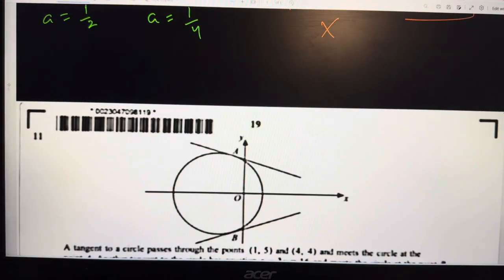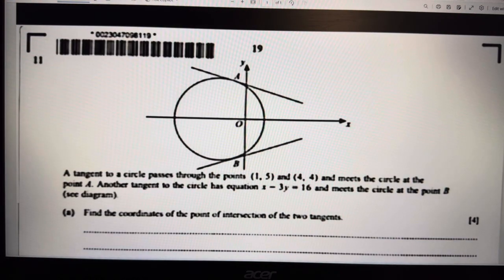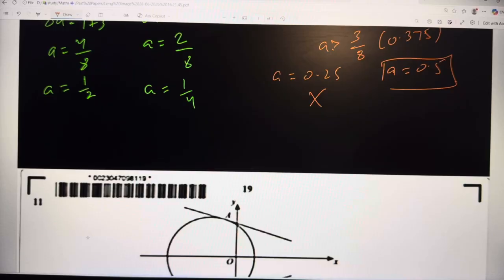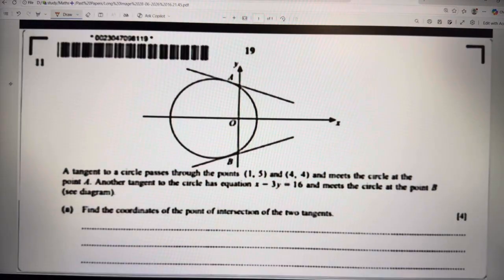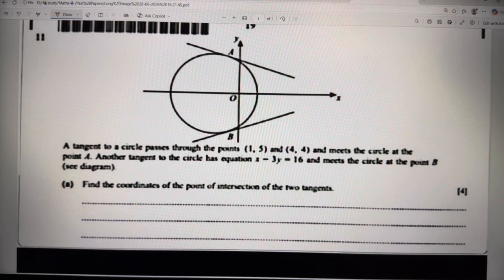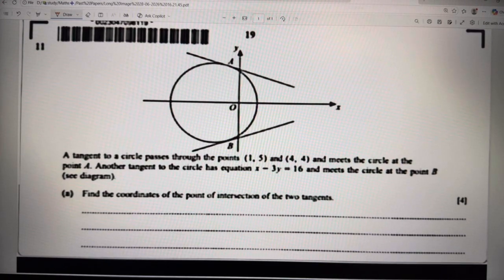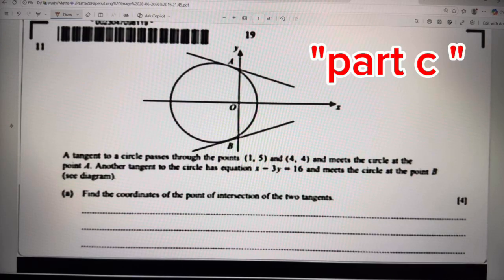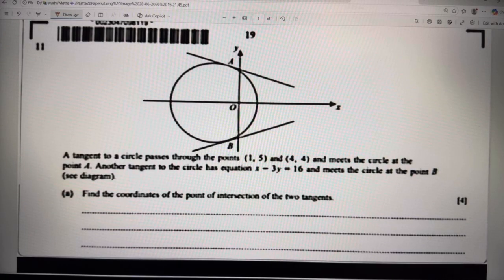Now the next part says, okay, question number 11. Question number 11 is actually the part that got most of the students. This part was considered the hardest, and even if you find the first parts easier, part D for this question is the hardest. So we can ignore that, and you can solve this.